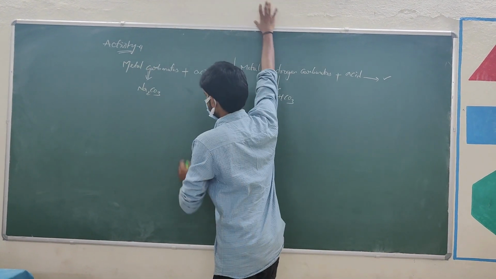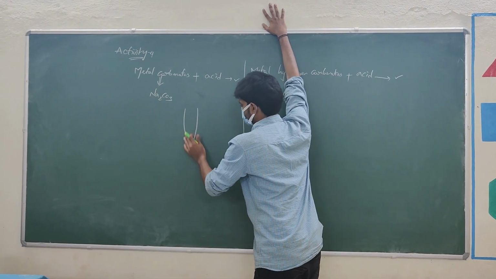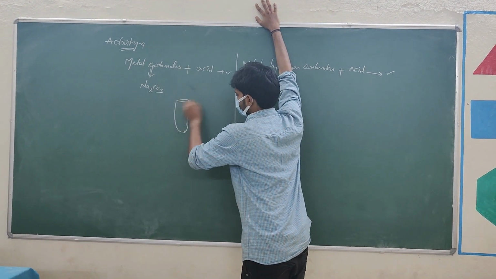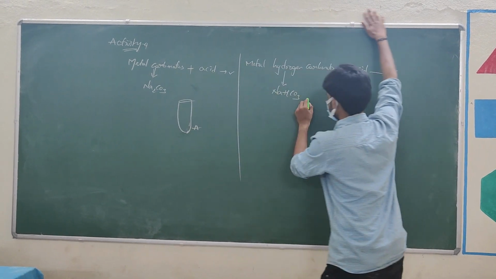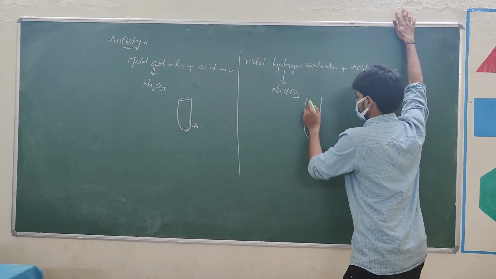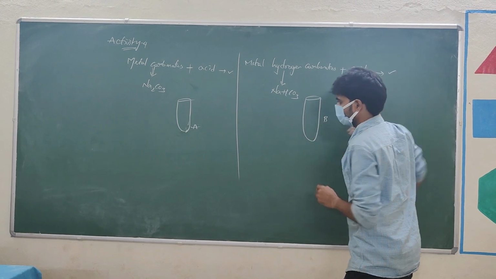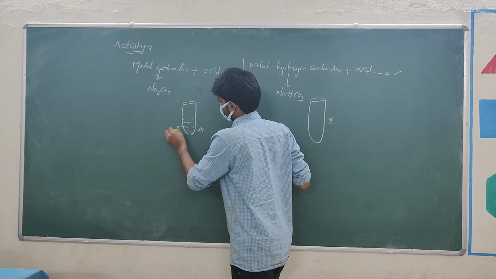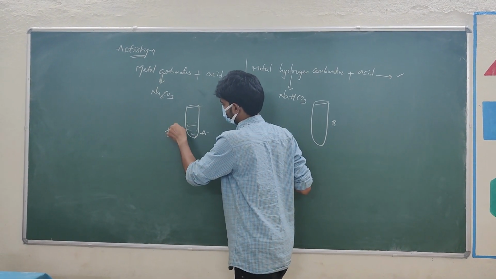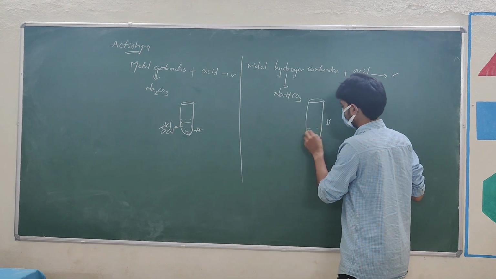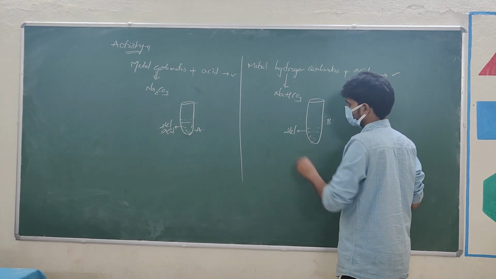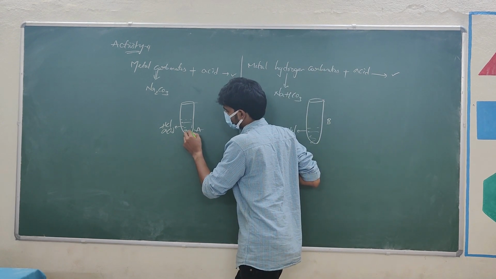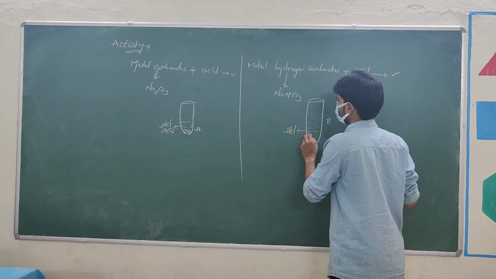So for this activity we'll take two test tubes. Let's consider this is a test tube, let's name it as A. We'll take one more test tube here, let's name this as test tube B. We have two test tubes. In the first test tube we'll take an acid, and that acid is HCl, hydrochloric acid. In this test tube also we'll take HCl. And we'll add Na2CO3, that is sodium carbonate, here, and we'll also add sodium hydrogen carbonate here.